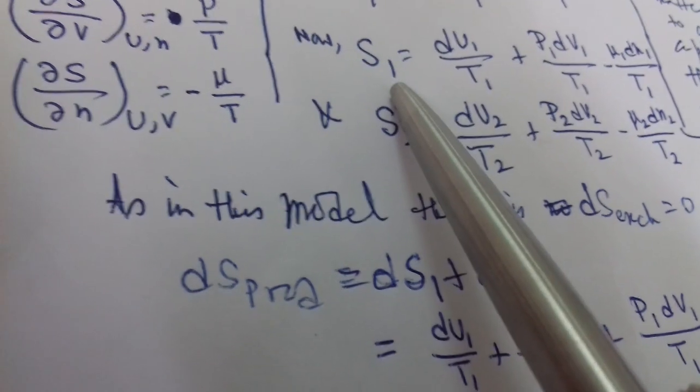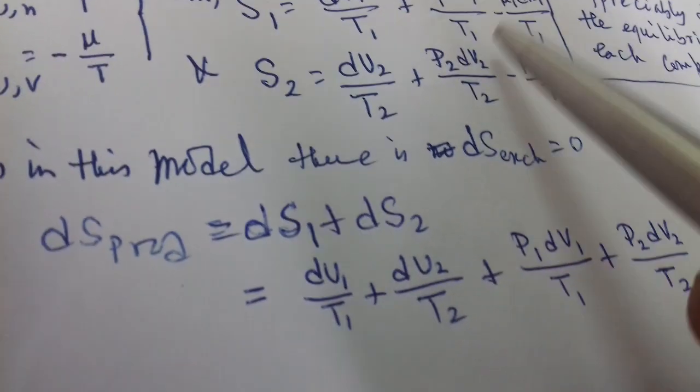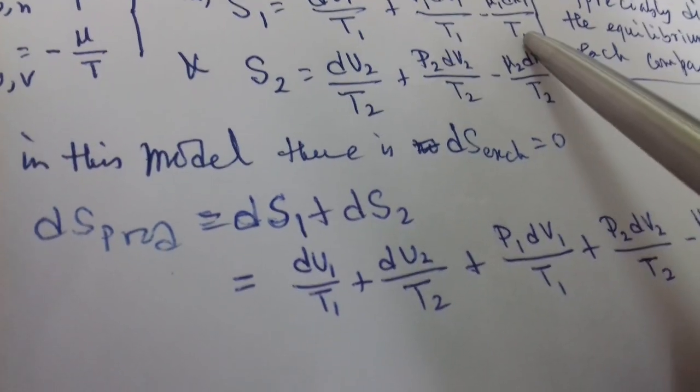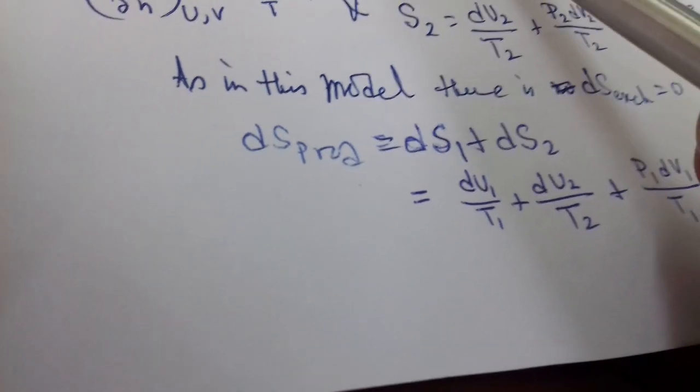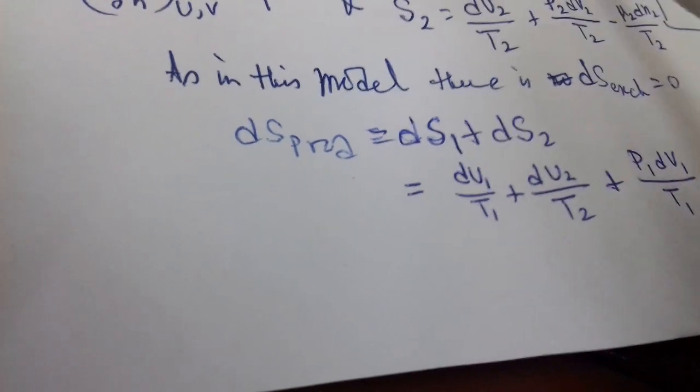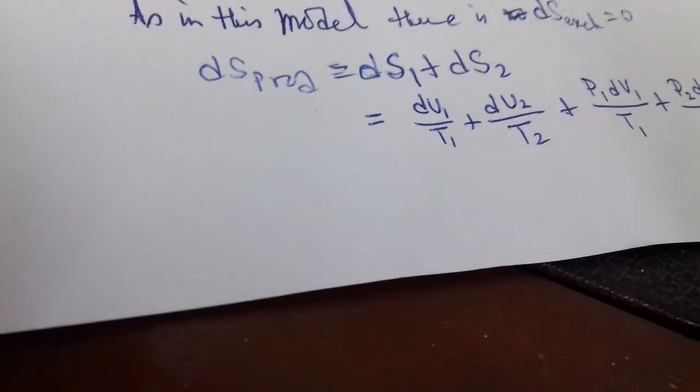So for the individual compartments, for compartment 1, dS1 becomes dU1 by T1 plus P1 dV1 by T1 minus mu1 dN1 by T1, and for compartment 2 this is dU2 by T2 plus P2 dV2 by T2 minus mu2 dN2 by T2. As in this model there is no heat exchange with the surroundings, because of the adiabatic jacket, dS exchange will be 0. So the whole entropy change, that is dS1 plus dS2, will be only dS prod. So dS prod equals dS1 plus dS2.